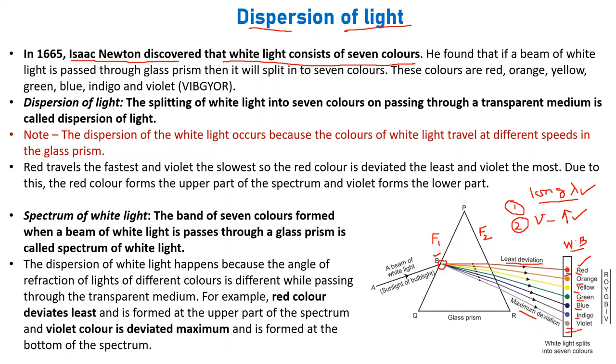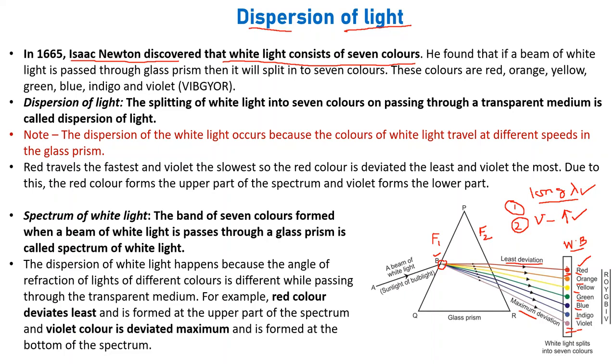So maximum deviation takes place with violet light, and the least deviation takes place with red light, right? After doing this experiment, Sir Isaac Newton came to the conclusion that white light consists of different colors of light, and these colors are nothing but VIBGYOR: violet, indigo, blue, green, yellow, orange, red. But while writing this, it starts from down to up, children.